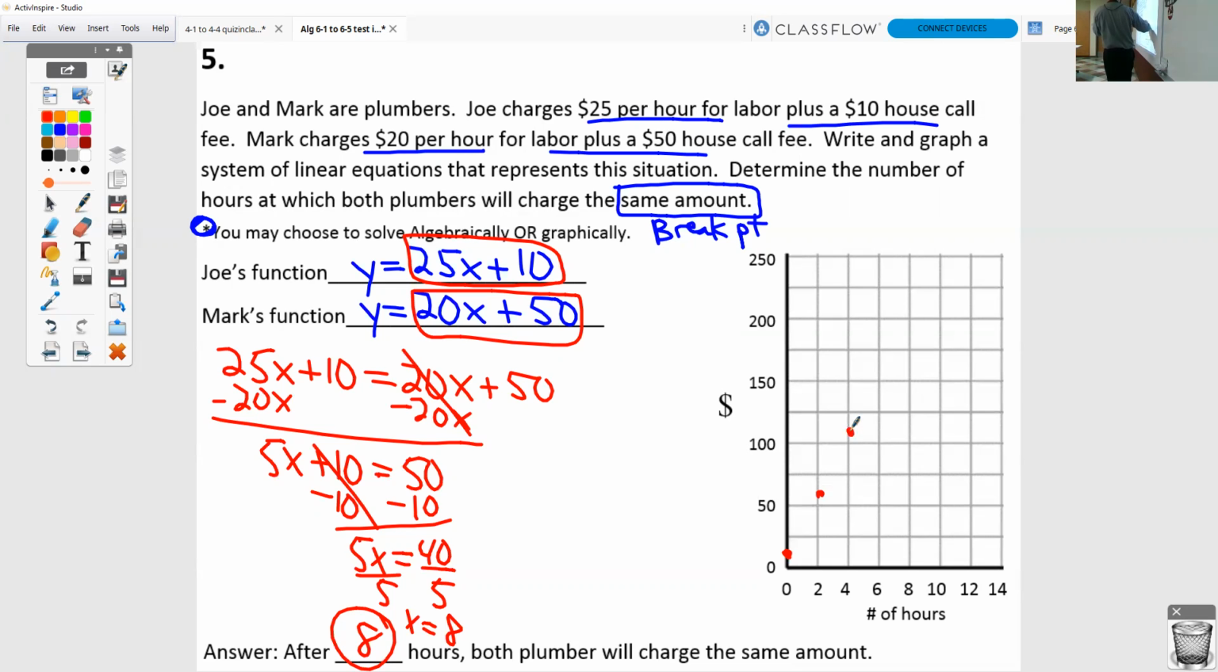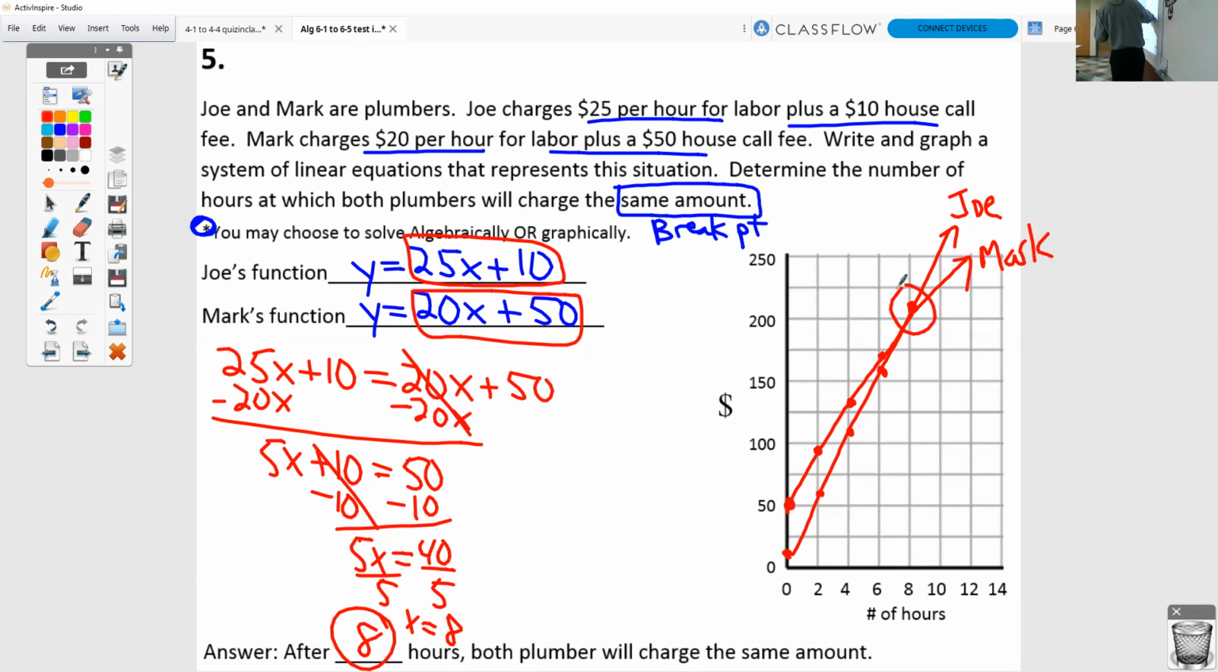So Joe's points would look like this. So Joe's line would look like this. For Mark, when we go to find the points, Mark starts off at 50. And then we have here. So Mark goes like this.